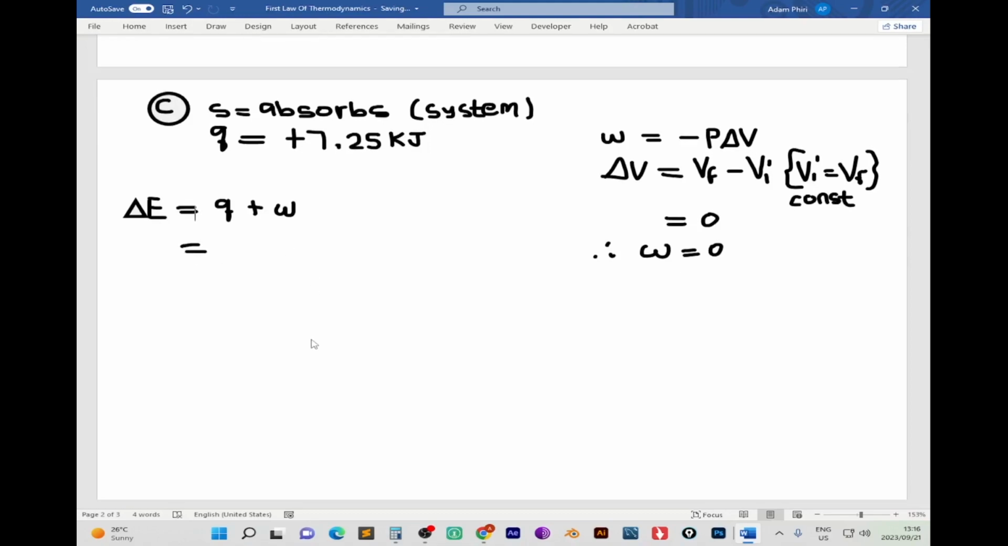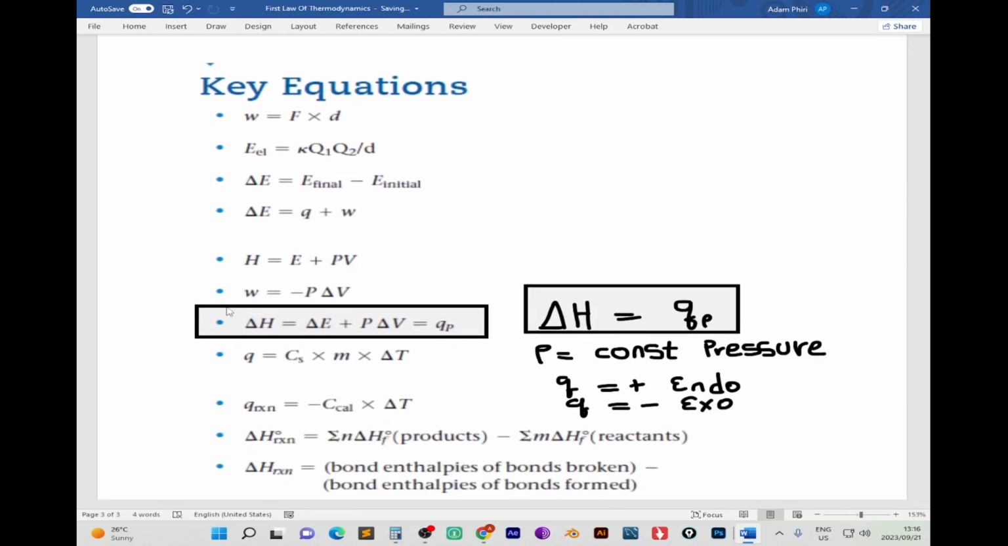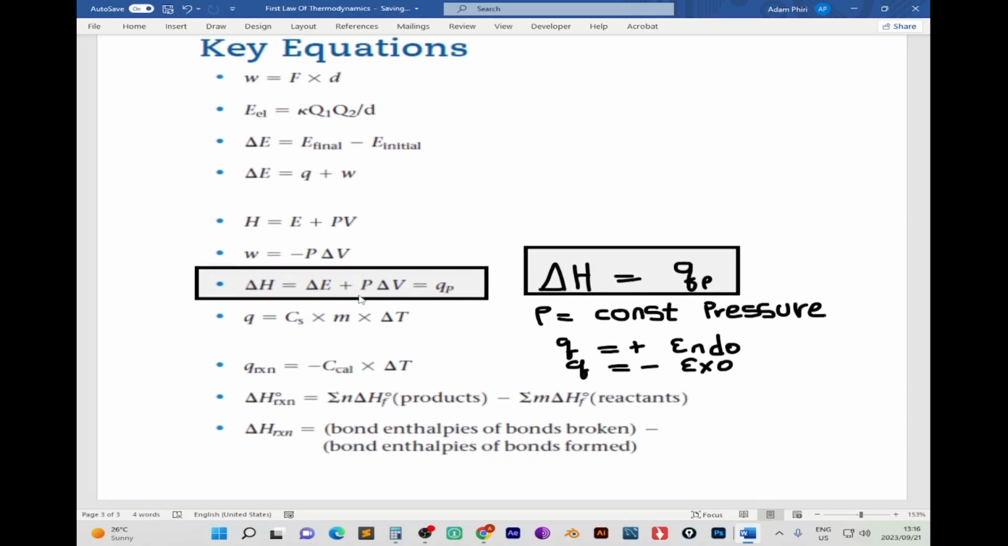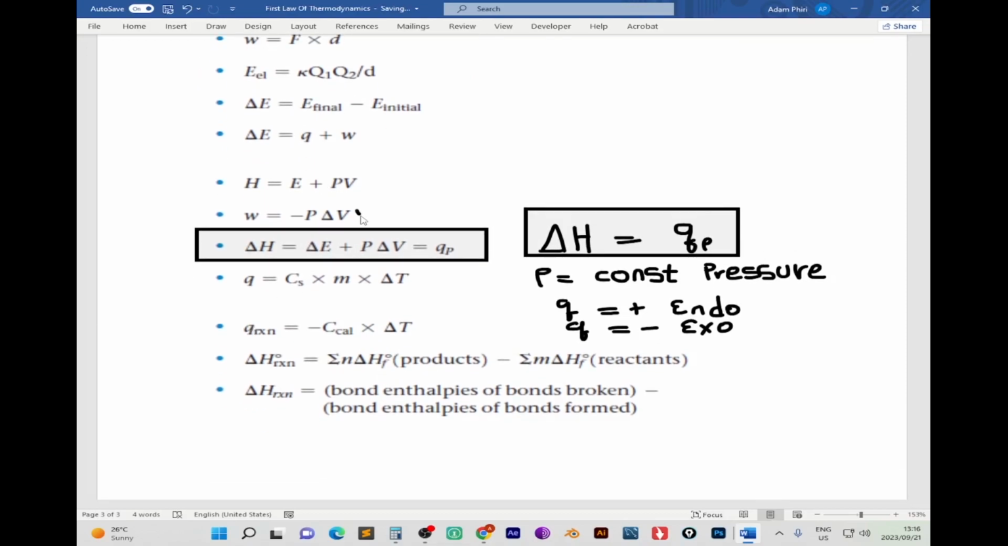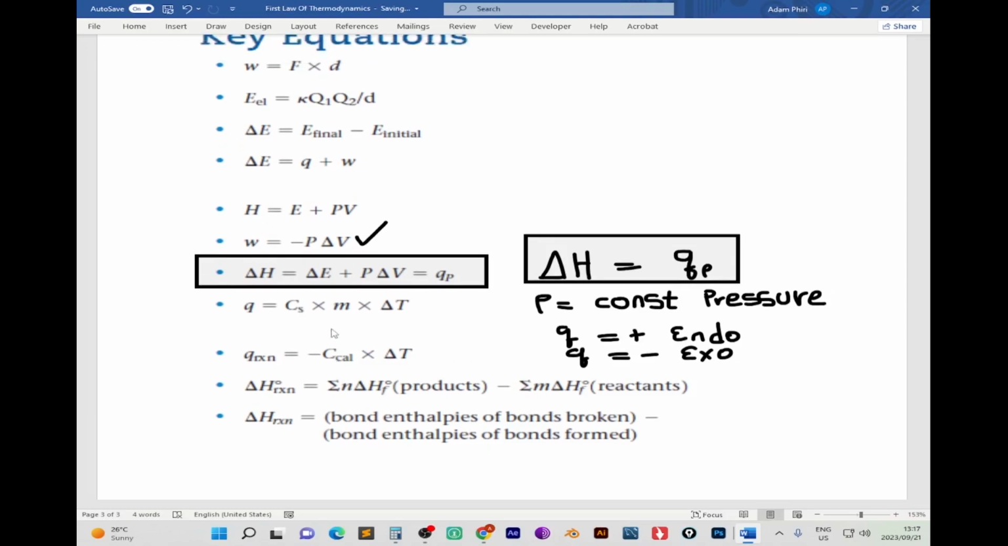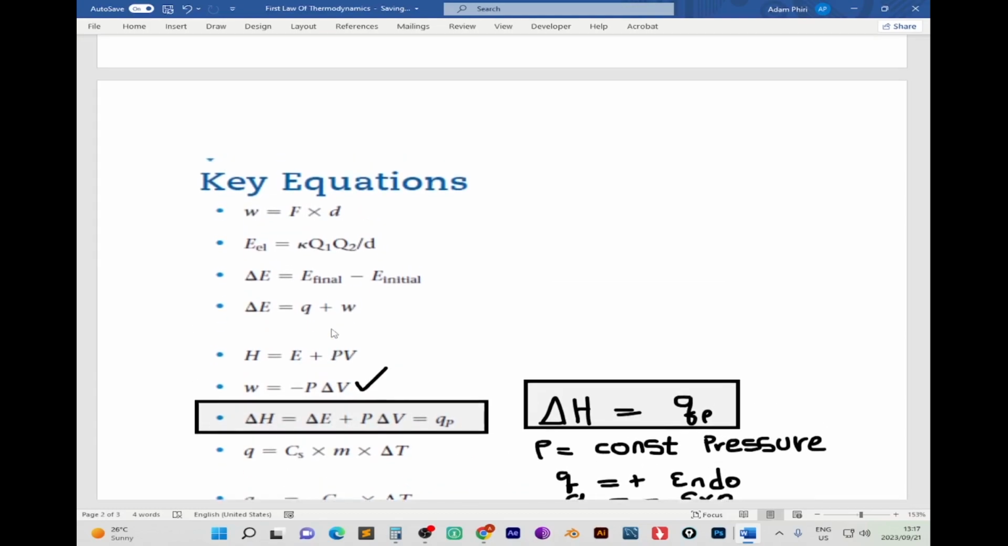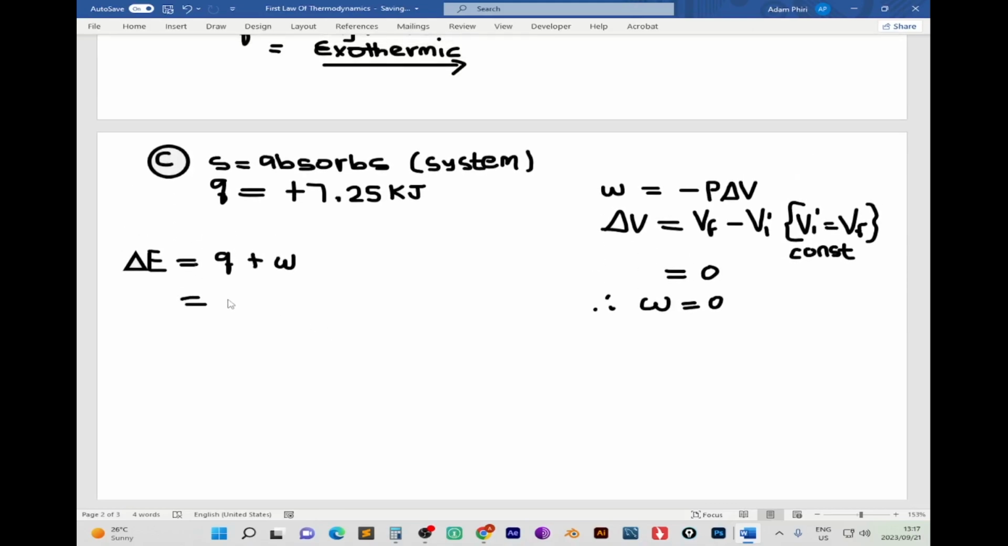You can look once again at the equation of work: negative pressure times change in volume. When the change in volume is 0 or the pressure is 0, it gives us 0. So it's Q plus 0, and the change in E there will be positive 7.25 kilojoules. So that is our answer.